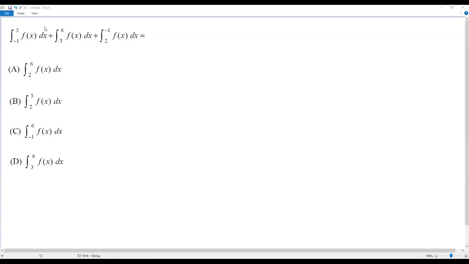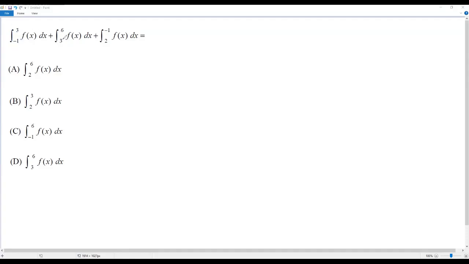When I consider these, all three integrals are different integrals. In the first definite integral, the lower limit is -1 and the upper limit is 3. Usually in a definite integral, the lower limit has to be a smaller value and the upper limit has to be a bigger value. So here it's perfect, because the lower limit -1 is smaller and the upper limit 3 is bigger.